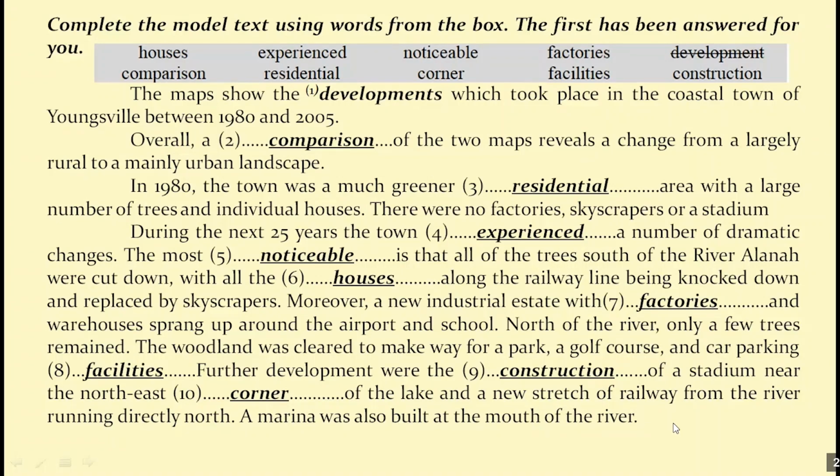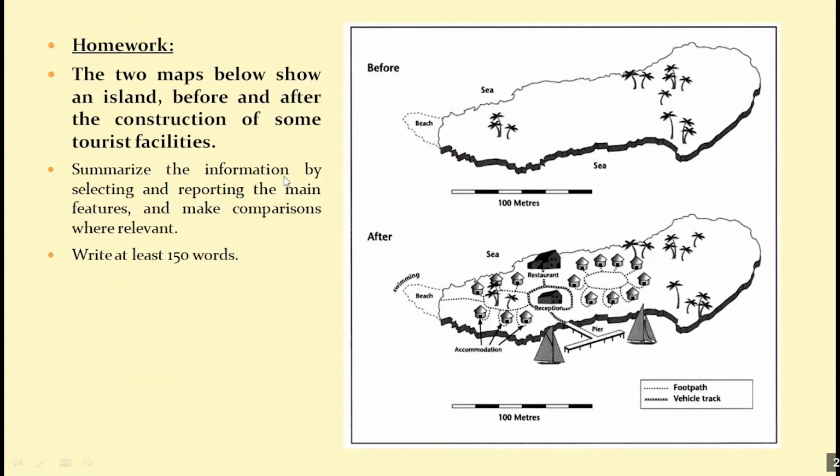Okay. That's going to be your homework. The two maps below show an island before and after the construction of some tourist facilities. Summarize the information by selecting and reporting the main features and make comparisons where relevant. So what you need to do is to start with an introduction in which you paraphrase the question, and then an overall paragraph in which you try to summarize the changes that took place, and then body paragraphs, one for the island before and another one for the island after the changes. And then send me this essay and I'm going to correct it and give you some feedback.